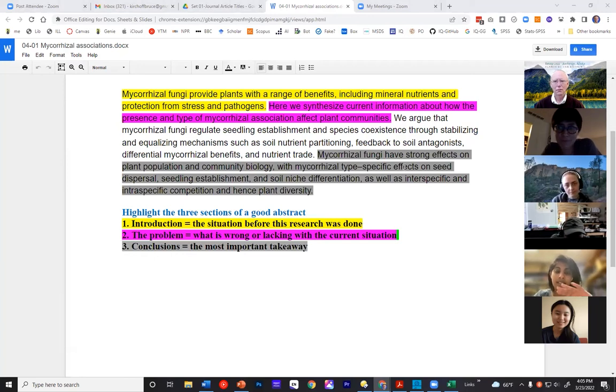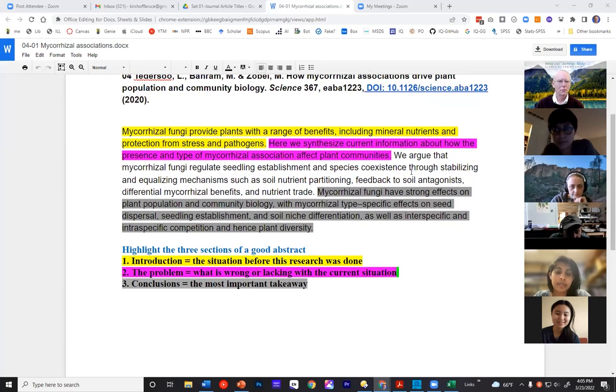So the first sentence is talking about the background, and we had a confusion about the second and the third sentence, like which one is the problem. Then, by closely looking at that one, we felt like here we synthesize the current information about how the presence and the type of mycorrhizal association affect plant communities is the problem that they are trying to bring information into the paper. And the last sentence is the conclusion, summarizing things they gathered from other papers. Maybe that's what we thought about this.